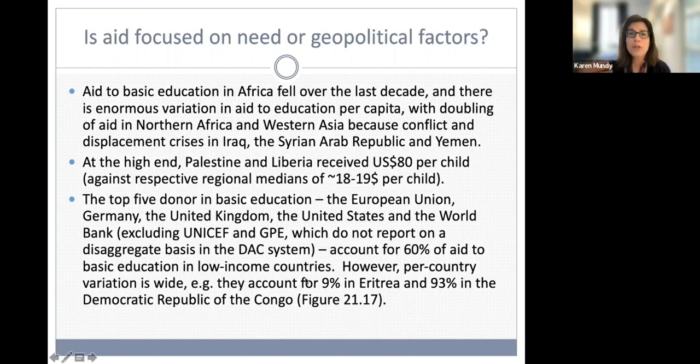For basic education, which in a way is the focus for this course, the big donors today are the European Union, which has just become a very big donor. Germany has also gradually become a very, very big donor. The United Kingdom, the United States, the World Bank. We don't report on UNICEF and GPE because they don't report by level or in a disaggregated way. And about 60 to 80% of aid in low-income countries comes from these donors. But the variation per country is really wide, as I've already said.